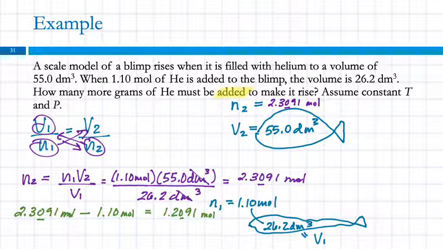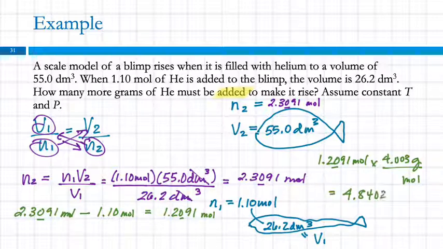And then how can I figure out the mass of that? It's helium, right? Periodic table. Yeah, I'll do it over here. So 1.2091 moles of helium, and I can convert to grams using the molar mass of helium, which is conveniently located on the periodic table. And I get 4.84026 grams, 4.84 grams of helium need to be added. Any questions?